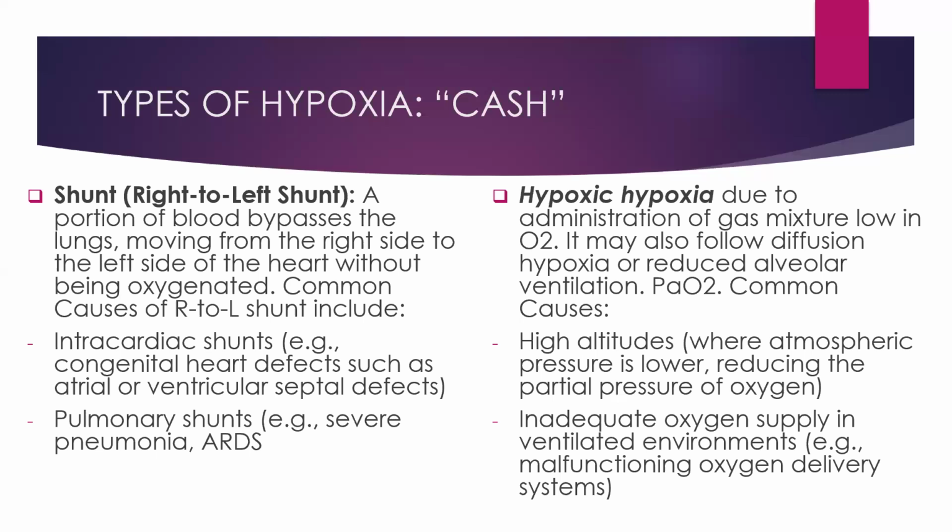So this kind of hypoxia is known as hypoxic. It happens in high altitudes where your atmospheric pressure is lower, so invariably your partial pressure of oxygen will be lower. Another cause is inadequate oxygen supply. Some ventilators are electrically powered, while some are flow powered. For those electrically powered, if the source of oxygen is not connected and you're ventilating your patient, even in theater, you're going to ventilate your patient with a hypoxic gas mixture, and what you have is hypoxic hypoxia.